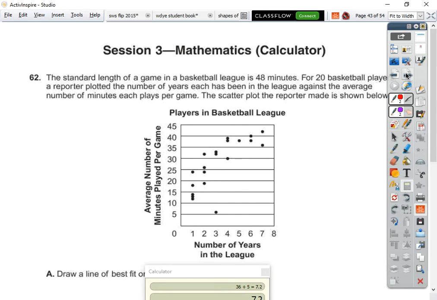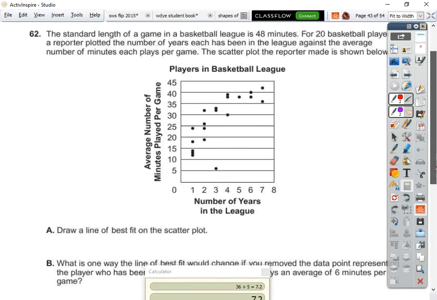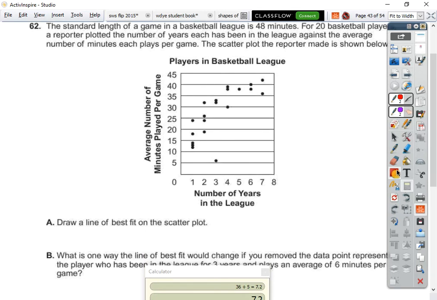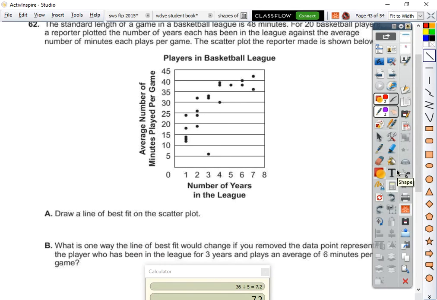All right, the standard length of a basketball game. All right, and question 1 asks us to make a line of best fit. So I'm going to use my line tool. You would have to be using a ruler. And this is not a perfectly linear relationship, but it's fairly close. The number of years you play in the league, the more minutes you play per game. And so my line is going to happen somewhere in there. So I would say it looks maybe something like this.